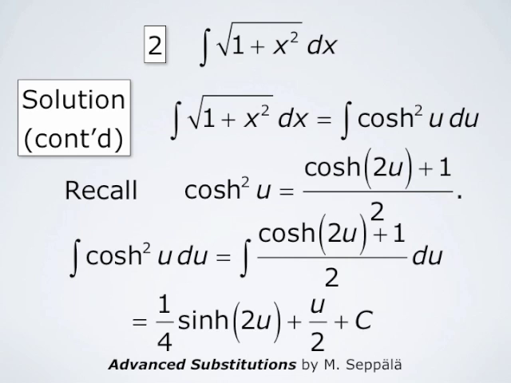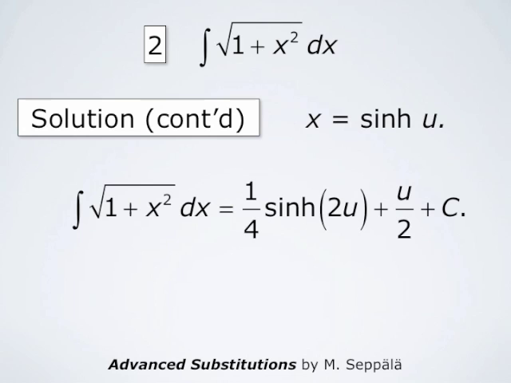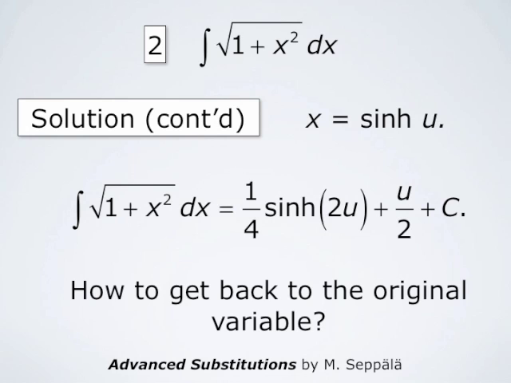This is now our answer for the integral of square root of 1 plus x squared dx. It is 1/4 hyperbolic sine of 2 times u plus u over 2 plus a constant of integration c. But we wish to express the result in terms of the original variable x, which was hyperbolic sine of u. So the question is now how to get back to the original variable and get a reasonably nice result.